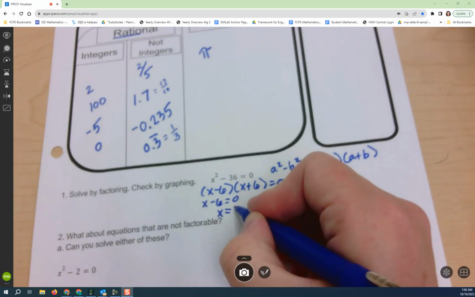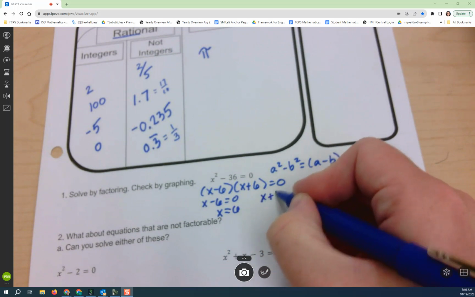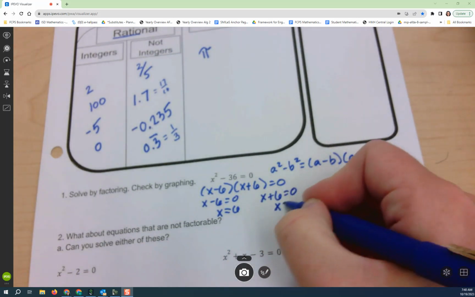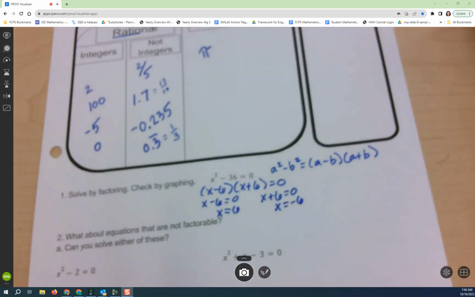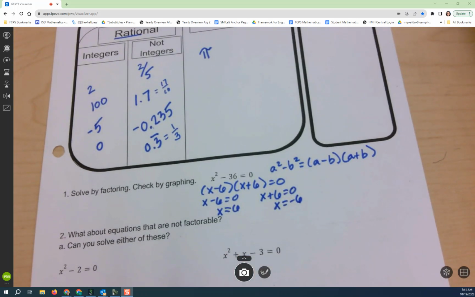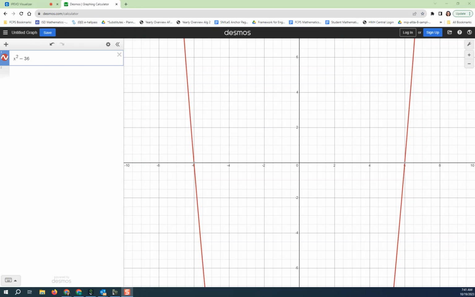This one gives me x equals 6. And then x plus 6 equals 0 gives me x equals -6. So there's two solutions. And it says to check by graphing, so we're going to open up Desmos and graph. In Desmos, I graphed x squared minus 36, and I'm looking for the places where this equals 0. So the y is 0 here and here, and that's exactly what we got by factoring.